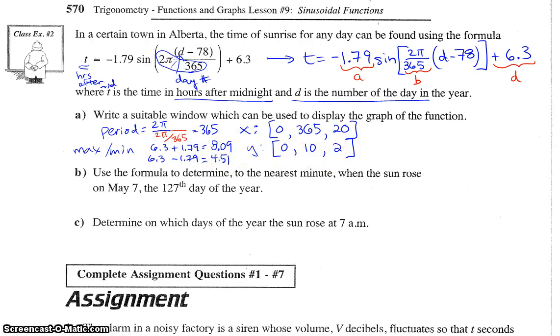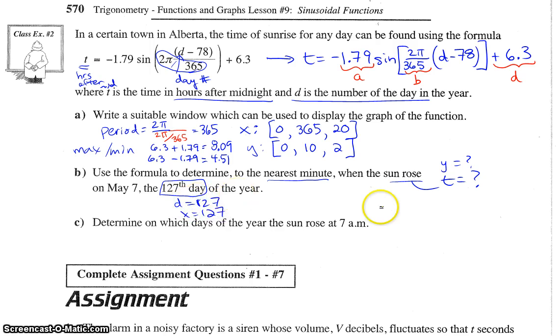Okay, so we should be able to graph this, and when you do, we're going to figure out to the nearest minute when the sun rose. So we're looking for time, which is like our y value, on the 127th day. So that's d, or x, would equal 127. I'm just going to write x equals 127. So why don't you graph that? See if you can figure that out from the graph. You can actually graph it and then just type in trace. I'll show you how that's done, so you get it in your calculator as well.